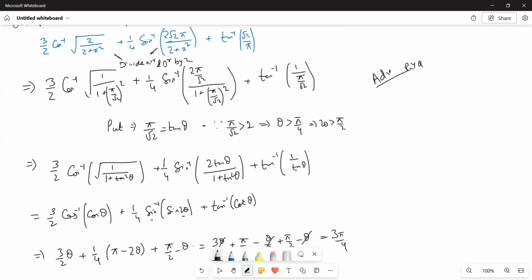So as I have said multiple times, this is the beauty of the Advanced exam. Most of the questions will have a particular trick in them. If you're able to crack the trick, if you catch it, then the question can be solved very easily. Then nothing will be left in the question. But if it doesn't click that you can divide by 2 and put pi by root 2 as tan theta, you'll just sit there, and the question won't get done. That is the problem with Advanced.